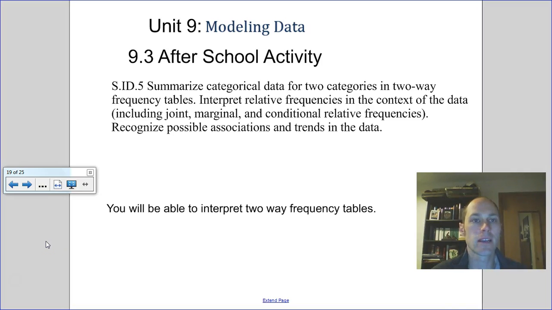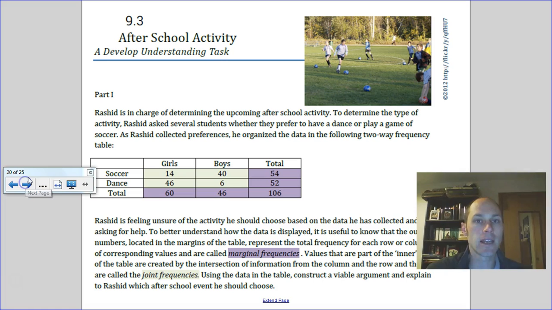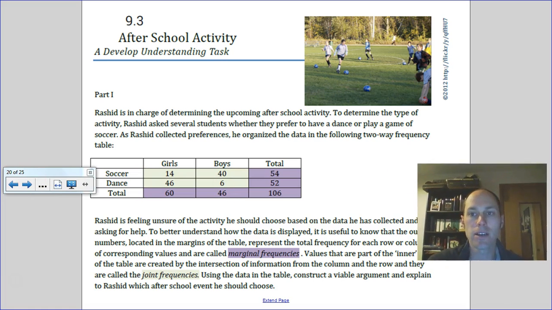In our lesson for today, called After School Activity, we're going to look at another way to organize and show data, what's known as a two-way frequency table. We'll learn how to create and interpret those two-way frequency tables in the context of this after-school activity that we're taking a look at.